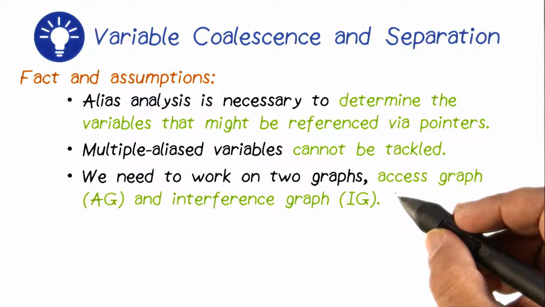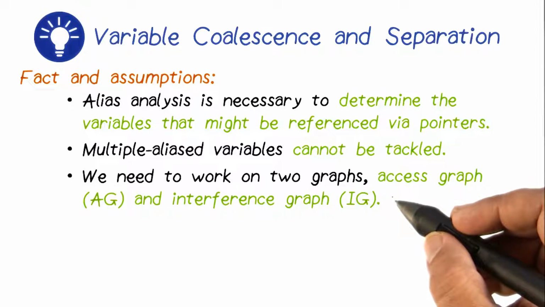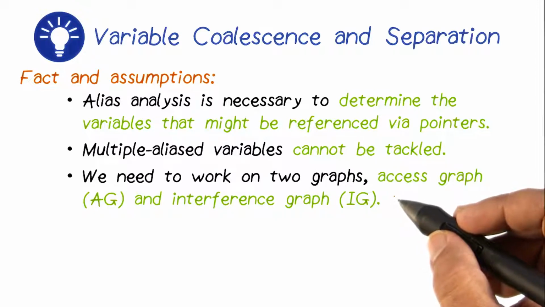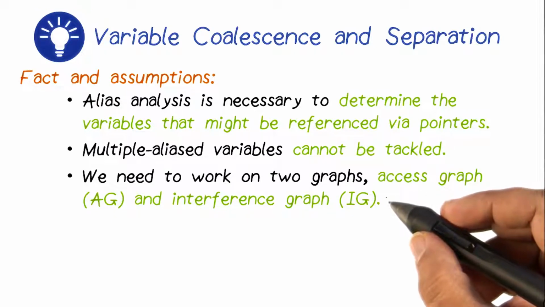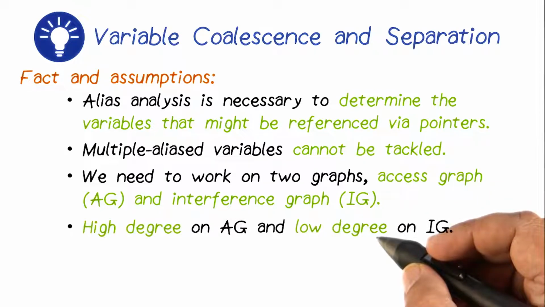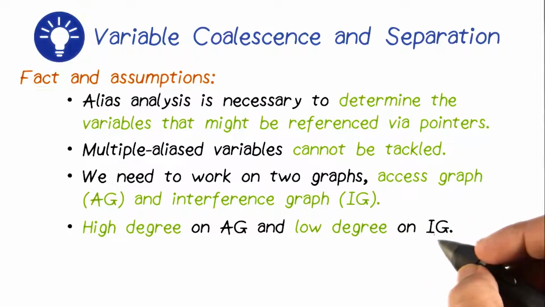So we consider all other variables which are not aliased to the pointers, and we determine their live ranges, and then the variables which are disjoint in terms of their live ranges, we want to coalesce them together in the same location. For doing this, we have to work with two graphs. One is the access graph and the second is the interference graph. The interference graph shows which are the disjoint webs which can be co-located in the same memory location. And in order to do the coalescing, here is what we do. We pick those webs which have high degree on the access graph and which have low degree on the interference graph.